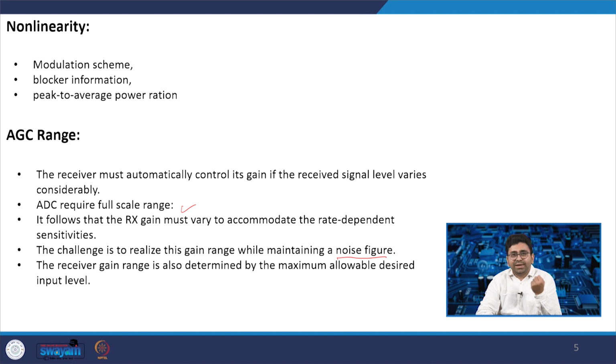The receiver gain range is also determined by a maximum allowable desired input level. So you also need to know what the maximum allowable input level at the receiver is. So this is related to the receiver.